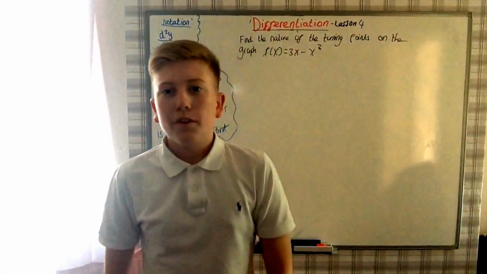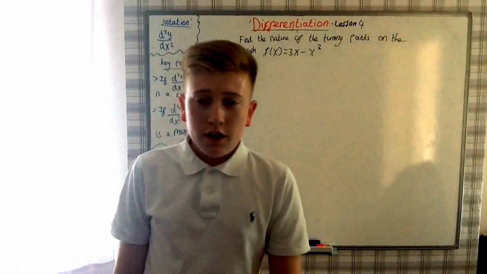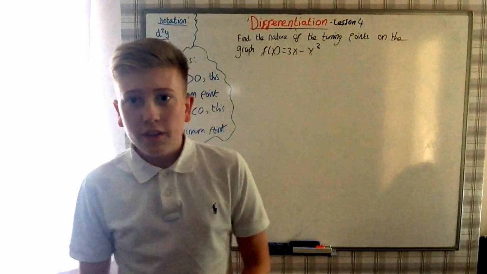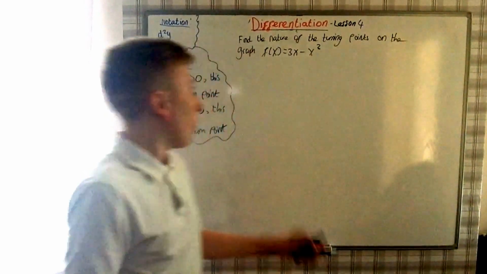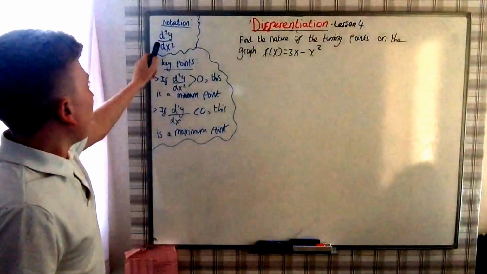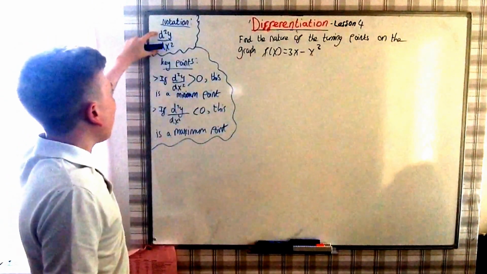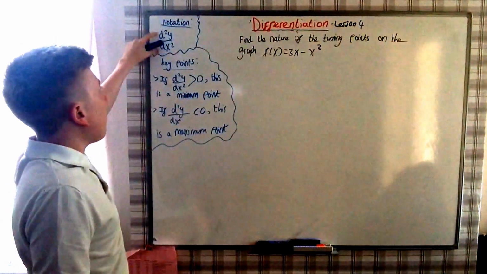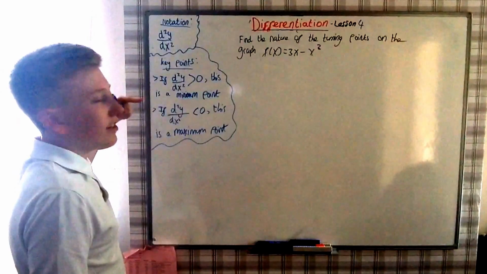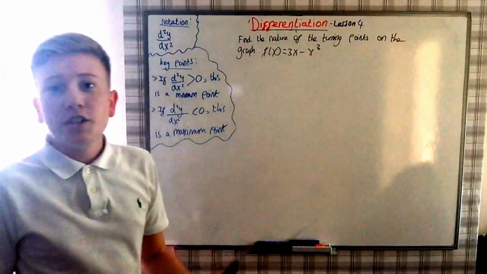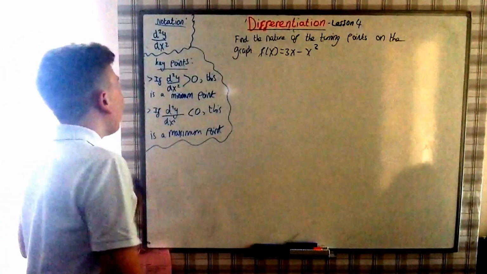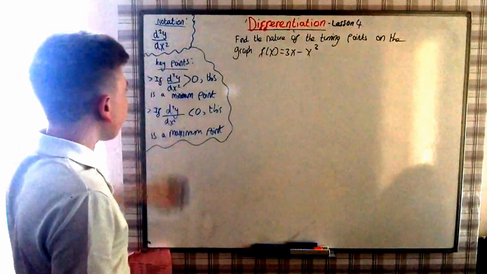Hi guys, and welcome to my fourth video on differentiation. Today we're going to be looking at turning points and the nature of turning points. There's going to be some new notation, which is d squared y over dx squared. What that means is that we're finding the second derivative of the function, so we're differentiating the function twice. And that's the way we show that that's what we're doing.